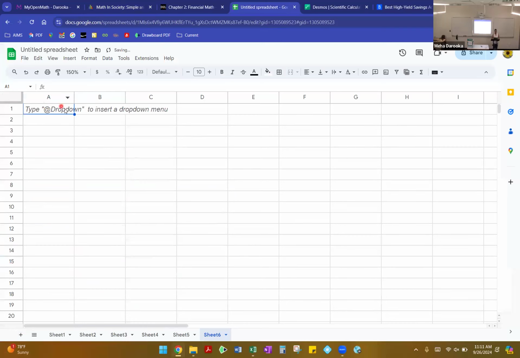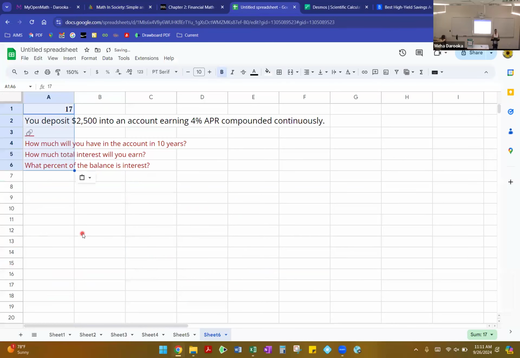All right, let's do another spreadsheet here. So we need to identify the P and R. Since this is compounded continuously, will we have the N value? No, we will not. And remember, this formula is P times E raised to the power of R times T. And then for E, remember we use the EXP function.